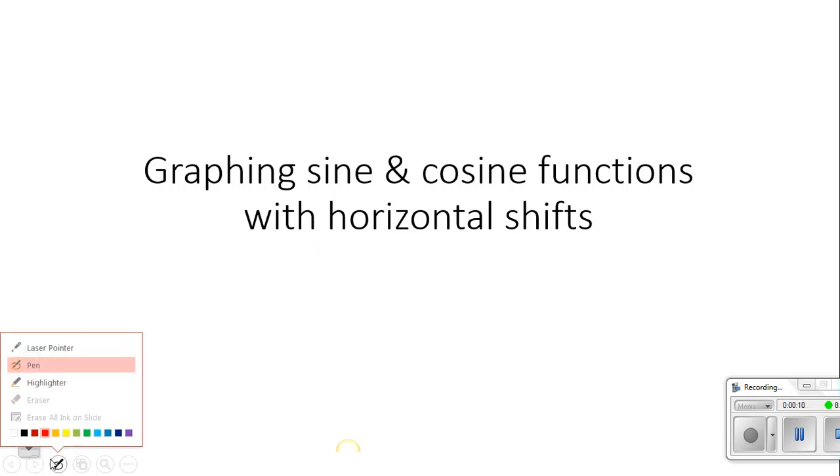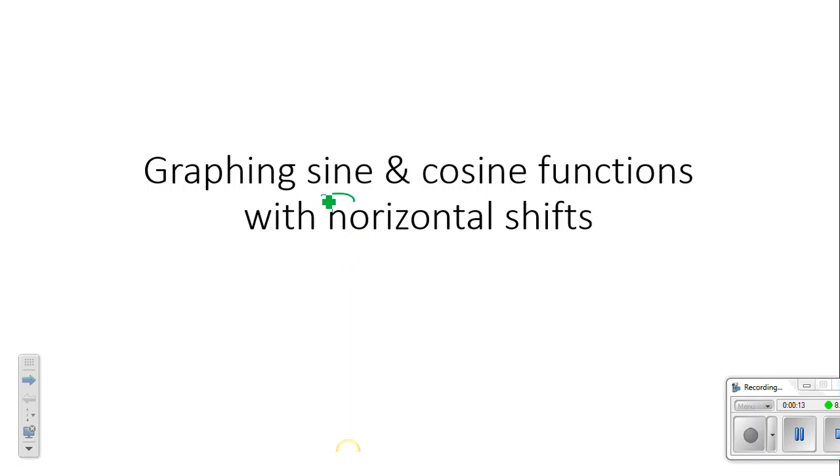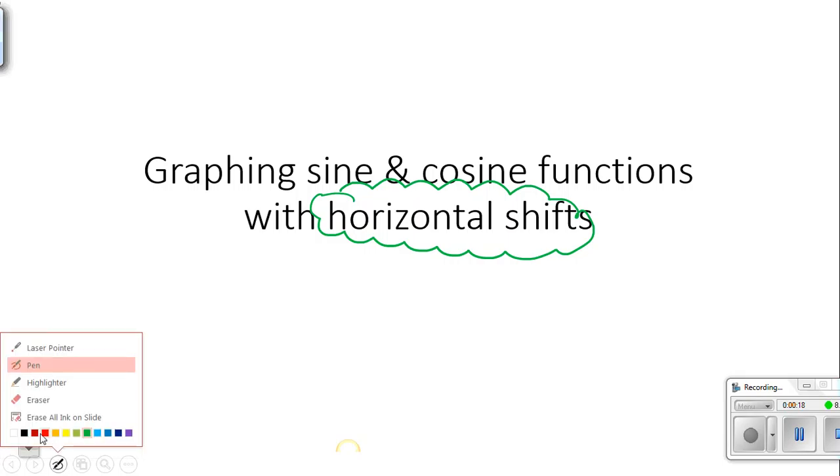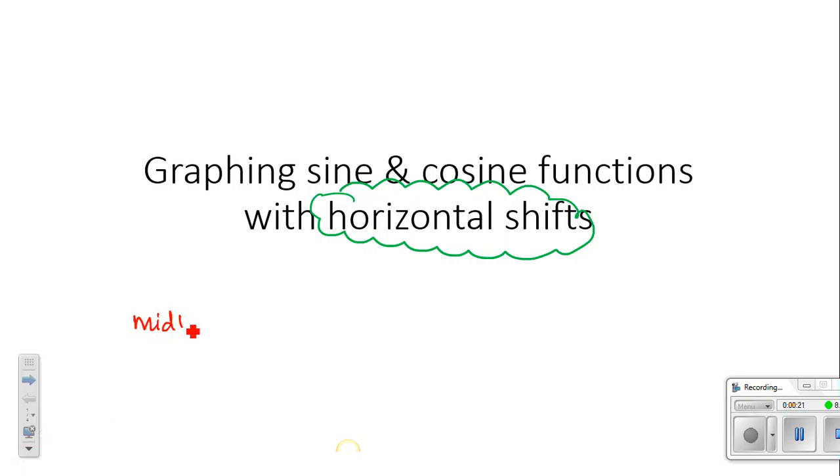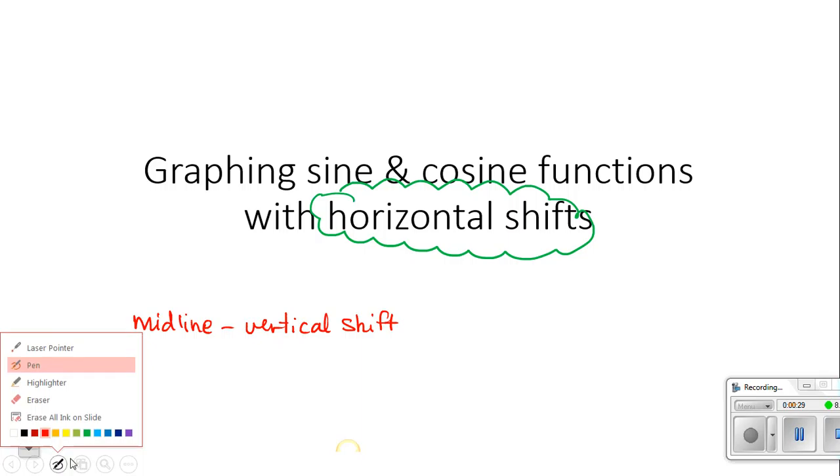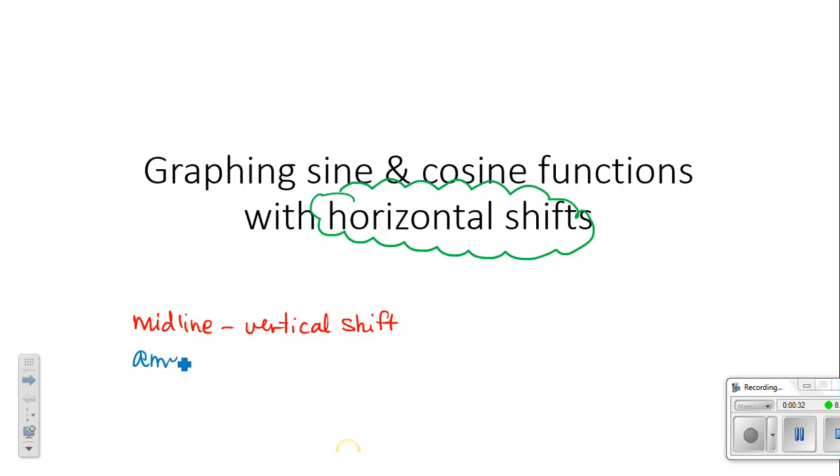This time you're going to need green. We need green for horizontal shifting. The red is our midline, and remember the red is the midline, which is the vertical shifting, and the blue is the amplitude. So you need red, green, and blue. The amplitude is in blue. That's the height of the cosine and sine graphs. Okay, so if you have your 3 pens in your notes, we're going to get started.